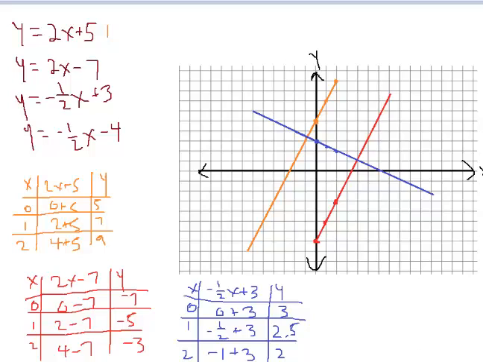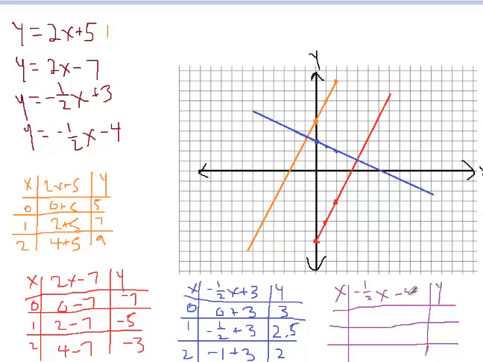And finally, our last line. What color should we pick? Let's pick purple for this one. Y equals negative a half x minus 4. Okay. Negative 1/2 x minus 4. So x, again, 0, 1, 2. 0 minus 4 is negative 4. Negative a half minus 4 is negative 4.5, so negative 4.5. And then negative 1 minus 4 is negative 5.